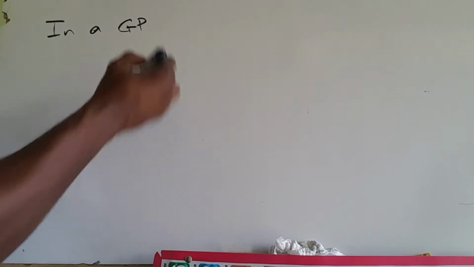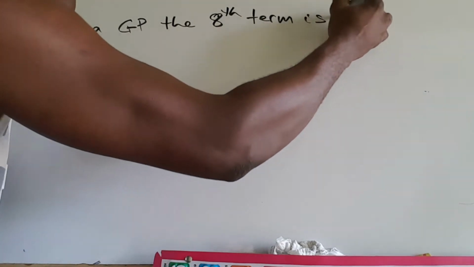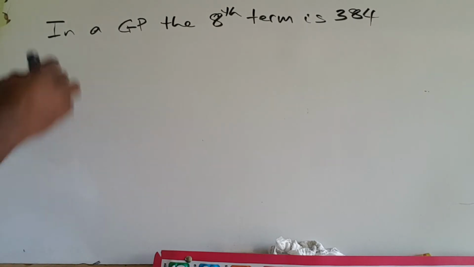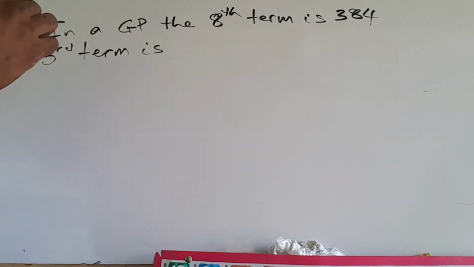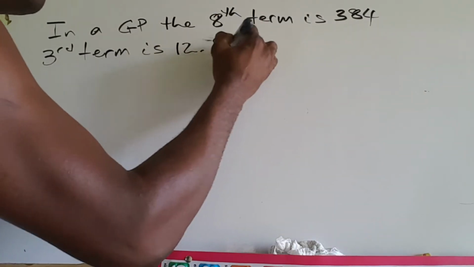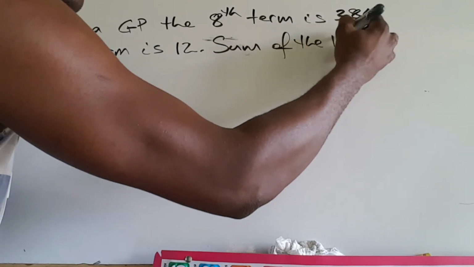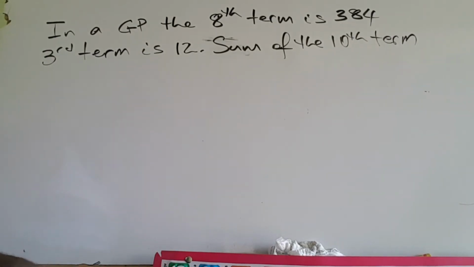the 8th term is 384. The 3rd term is 12. And so we want to find the sum of the 10th term. All right, there it is. That's the question that we want to look at. Let me read it quickly. In a GP, the 8th term is 384, and the 3rd term is 12. Find the sum of the first 10 terms.